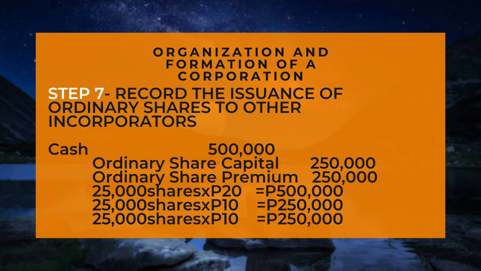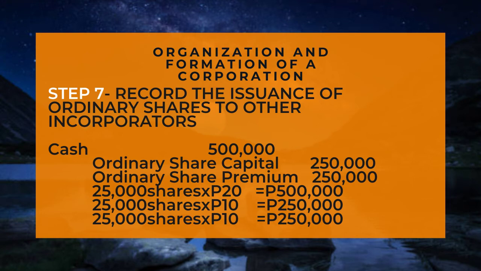Step 7. Record the issuance of ordinary shares to other incorporators. Debit cash for 500,000 pesos. Credit ordinary share capital for 250,000 pesos. Credit ordinary share premium for 250,000 pesos.